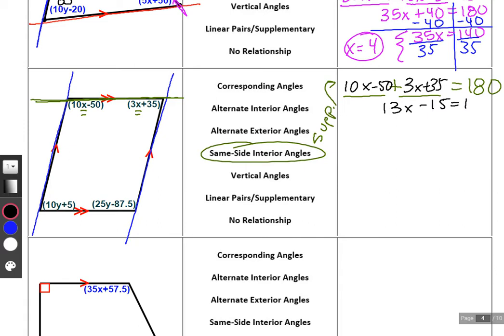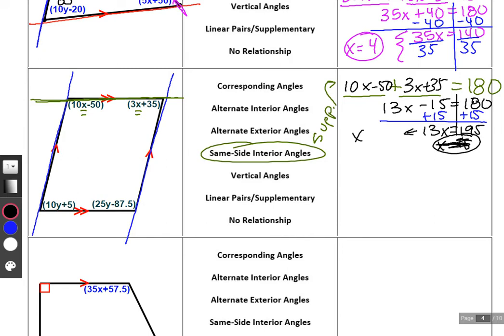Now I'm leaving my space because I know I have to solve for y in a second, so I'm going to leave myself a little bit of space here. So let's compactly finish this problem. Let's add 15 to both sides. So we have 13x is the same as 195. Divide both by 13. Okay, we have x is equal to 15. That kind of messed up, so I'm going to rewrite it here. So x is equal to 15.